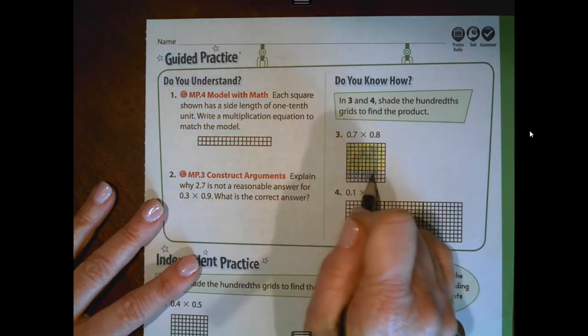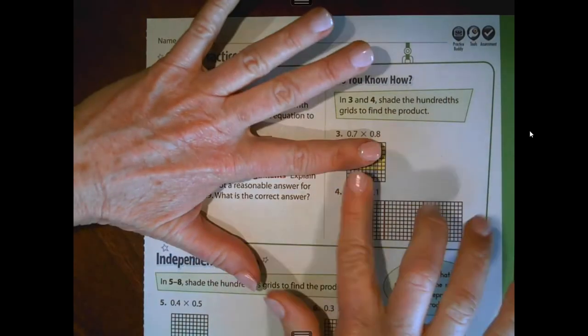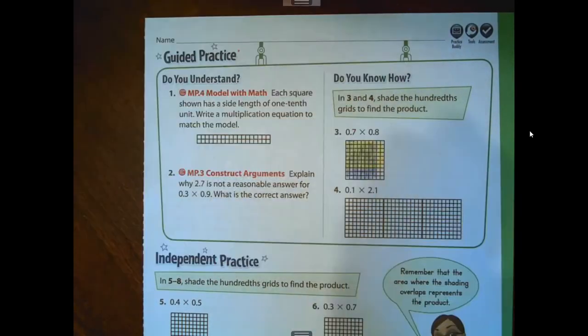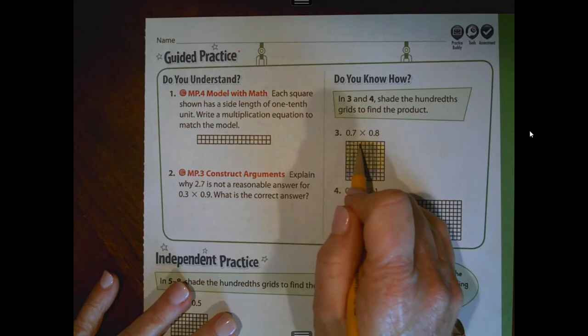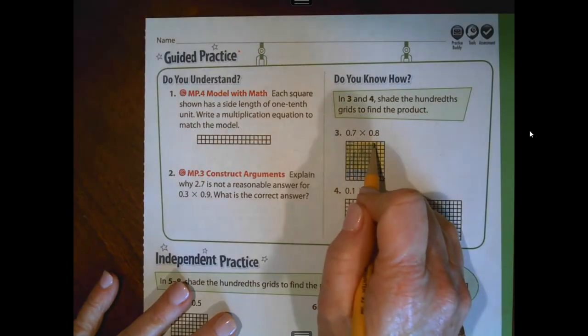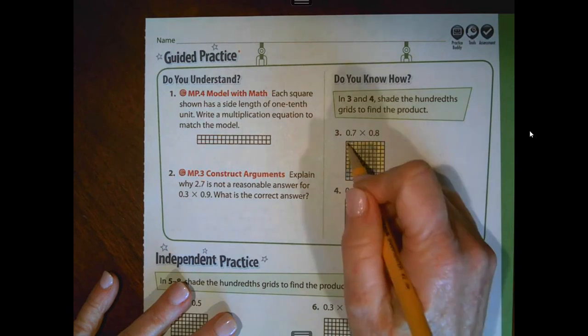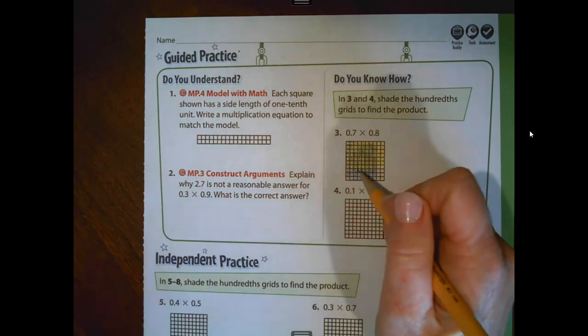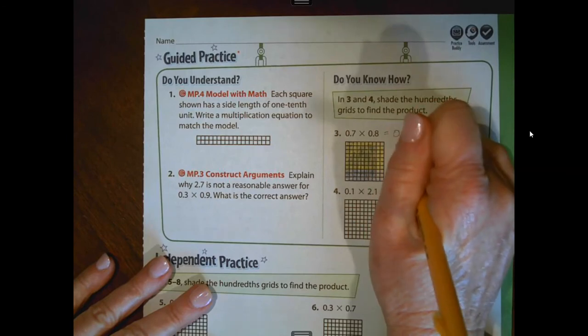So the area then where my 7 rows and my 8 columns cross is where my product is going to be. So when I look at it, I have 1, 2, 3, 4, 5, 6, 7, 8 in each row that are double shaded, and I have 7 rows of that. So I should get 56 hundredths shaded.